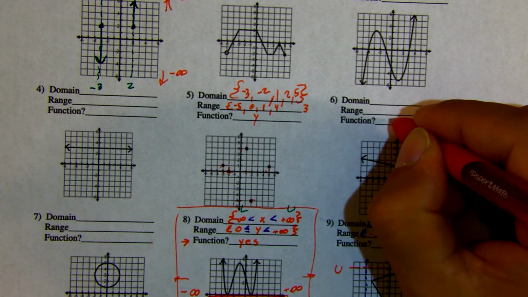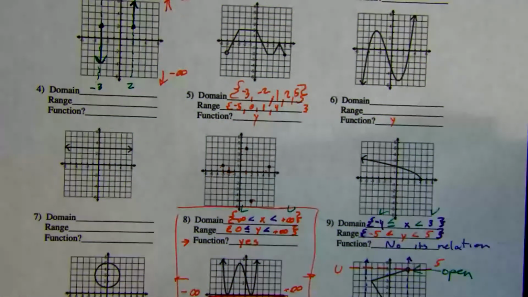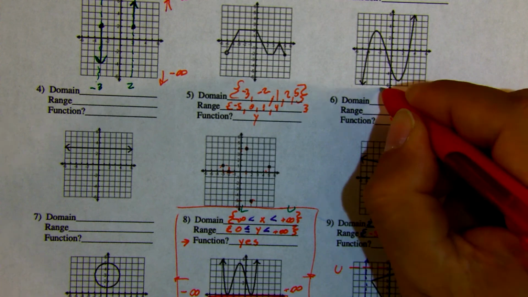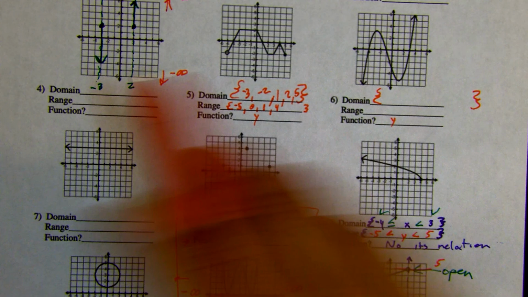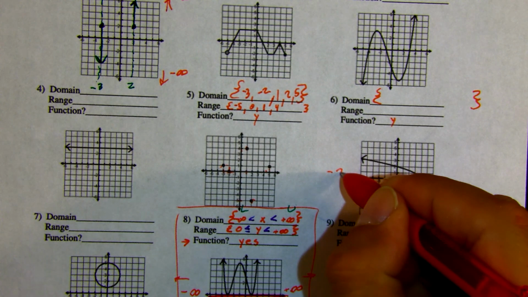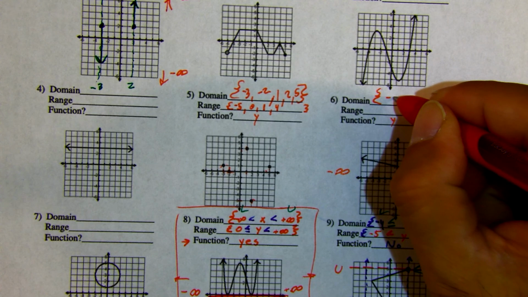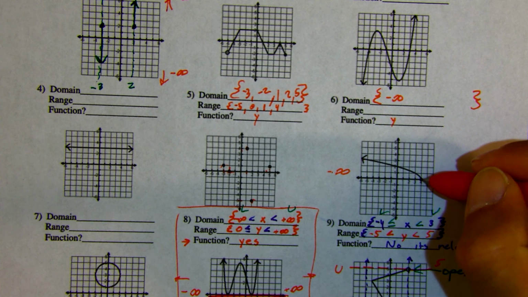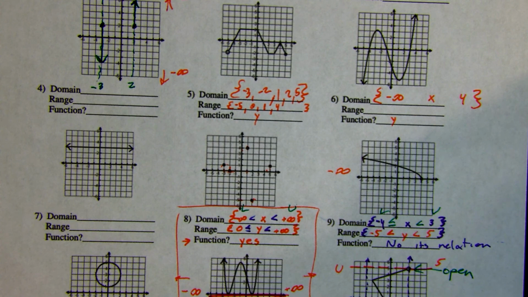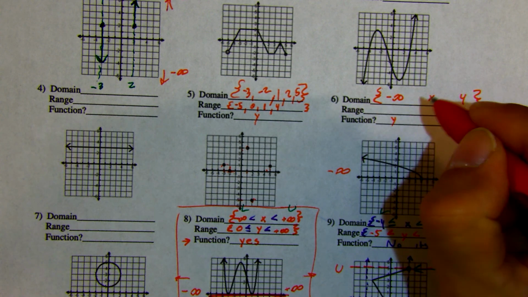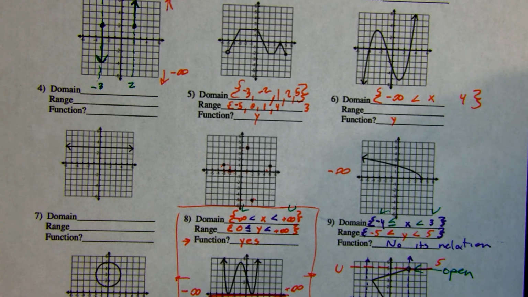Okay, number 6, we have a closed dot here that's going to help me figure this out. It is a function, yep, because it hits it once. The domain. Let's see, domain left to right. The lower edge is going towards negative infinity right here. Negative infinity. The upper edge goes towards 4. I know I'm talking domain. You can't stand on infinity, so we just put less than.